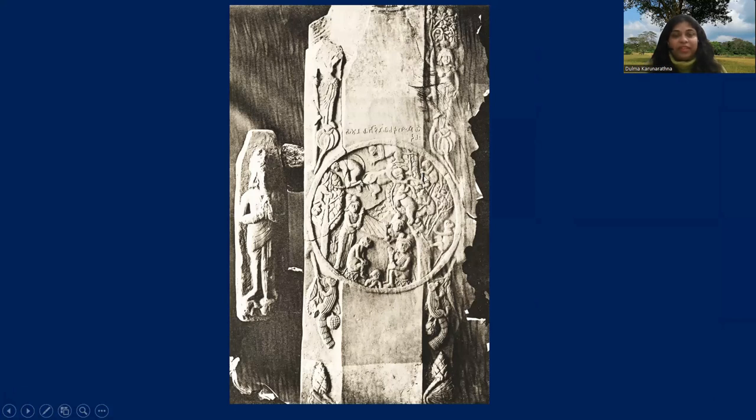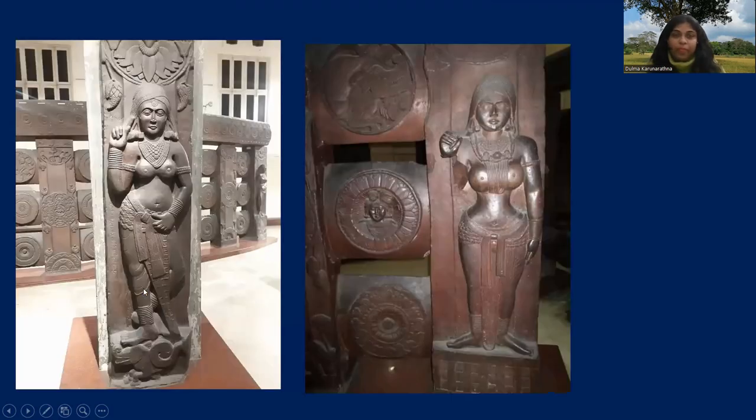At the same time, this is normally the portrayal of narrative panels on stone architecture. So they have created the popular way of presenting, that is medallions. In the middle we can see the full medallion, and at both ends we can see those half medallions. Right here, you can see the same kind of female yakshis, just as a decoration adjacent to those medallion narratives.